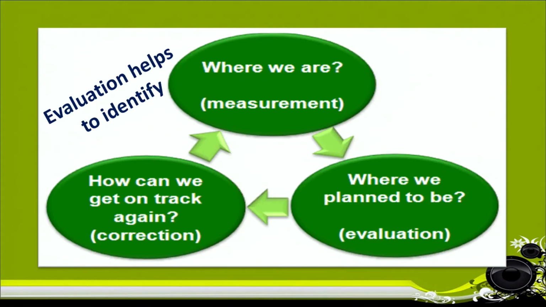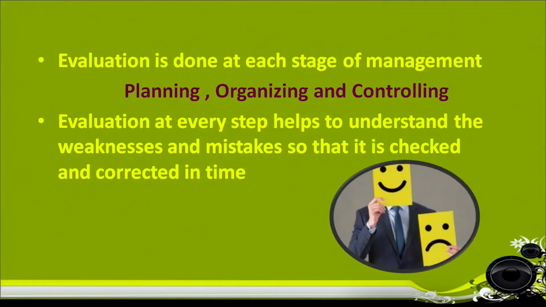How can we get on track again? So do the correction. Where we plan to be, evaluation. Evaluation is done at each step of the management. Planning, evaluation is done, whether planning is going right or wrong. Organizing, whether everything is done as per the plan, we are not deviating or missing anything. Then controlling, we are not wasting any kind of resources to get the work done.